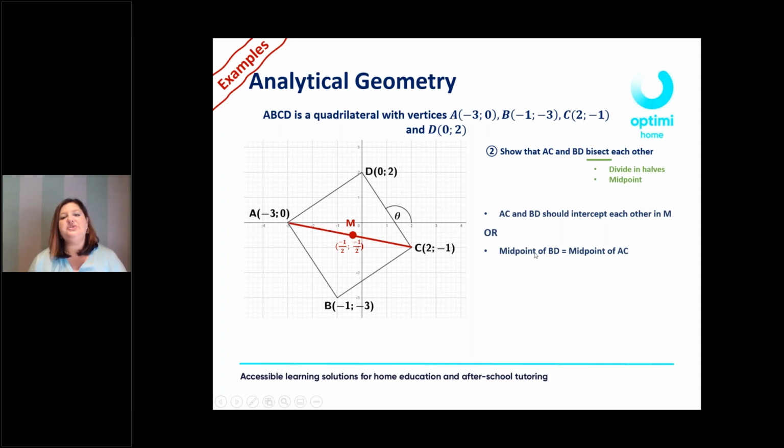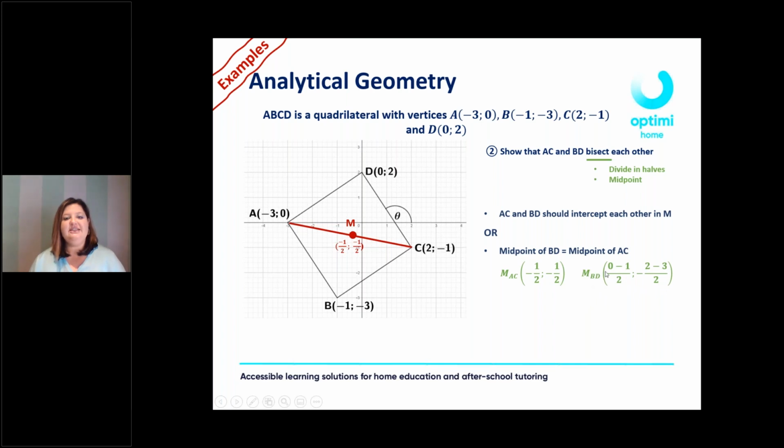So you can choose which approach you would like to use when answering a question like this. In this case, I already know what the midpoint coordinate is. So let's see if the midpoint's coordinate of BD is the same. Then I know that the two lines bisect each other. Right, so there I just say that the midpoint of AC is a half, minus a half, or negative half. Right. So let's see if the midpoint of BD is the same.